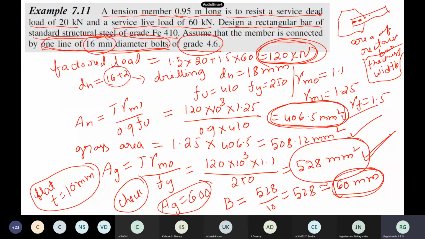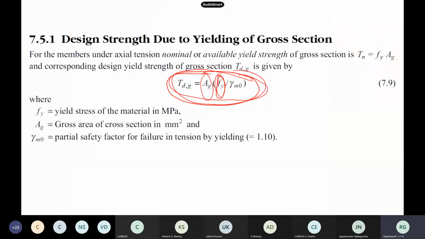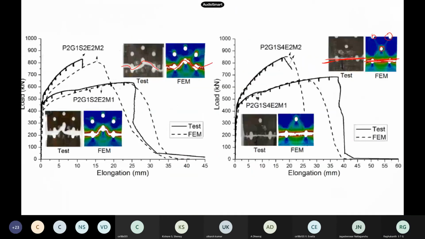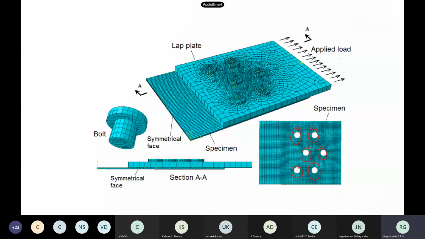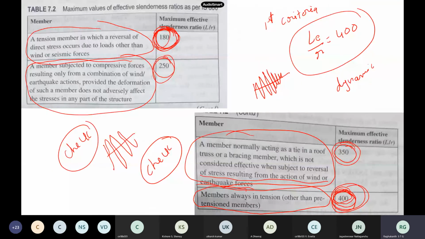So now what is the comment? Is it safe or what is the value? If you go through that first table, now they have said it is a tension member only. So what is the guideline for a tension member? What is the maximum slenderness ratio? 400. So now what is your comment? It is safe.